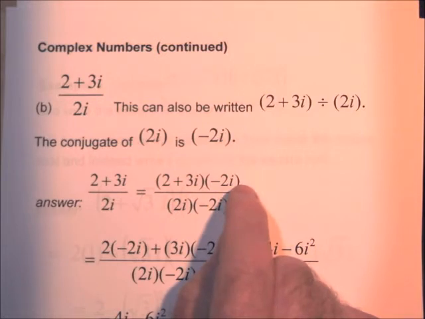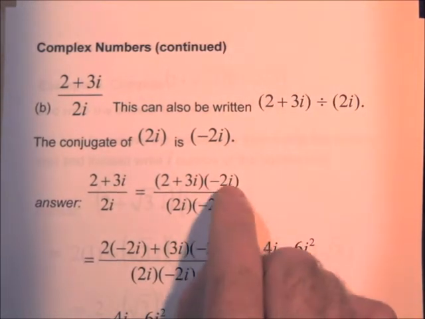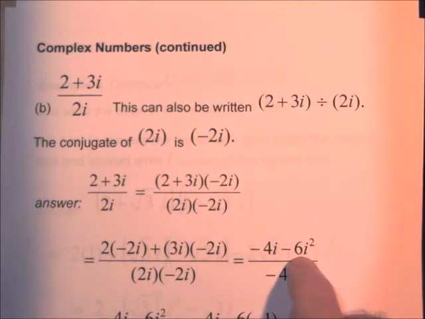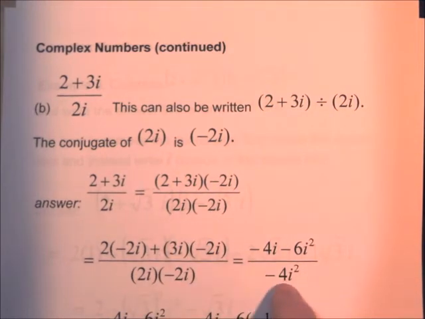And for the numerator, we'll distribute. Negative 2i times 2 is negative 4i. Negative 2i times 3i is negative 6i squared. And the bottom we just multiply. Negative 2 times 2 is negative 4, and we'll have i squared. i squared is negative 1.